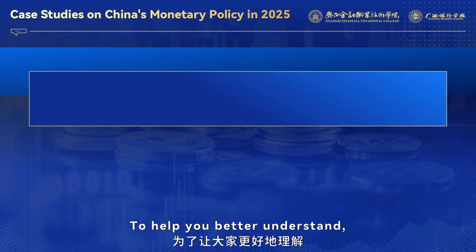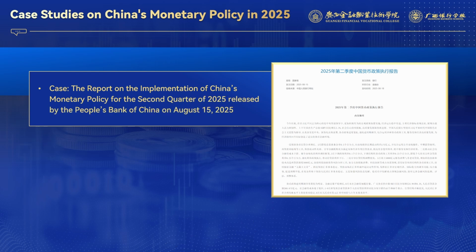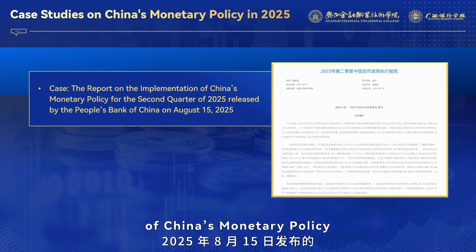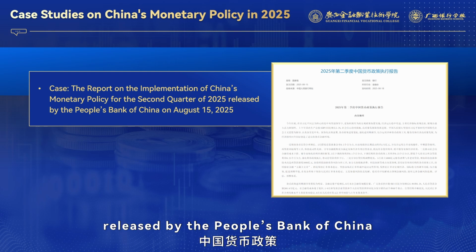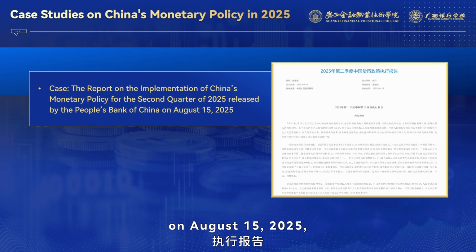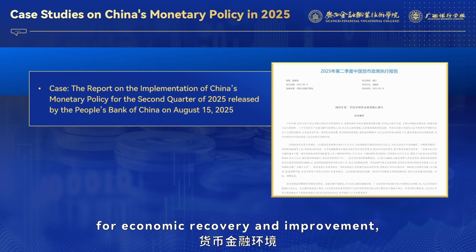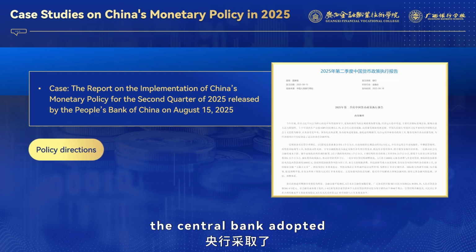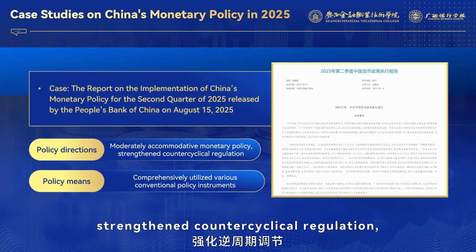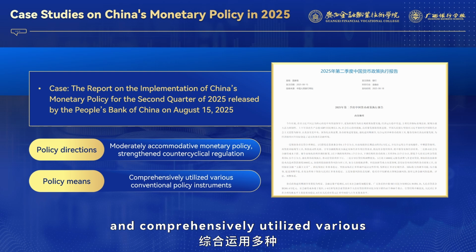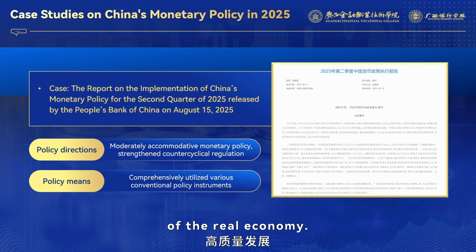To help you better understand, let us analyze a real case from China in 2025. According to the report on the implementation of China's monetary policy for the second quarter of 2025 released by the People's Bank of China on August 15, 2025, in order to create an appropriate monetary and financial environment for economic recovery and improvement, the central bank adopted a moderately accommodative monetary policy, strengthened countercyclical regulation, and comprehensively utilized various conventional policy instruments to serve the high-quality development of the real economy.